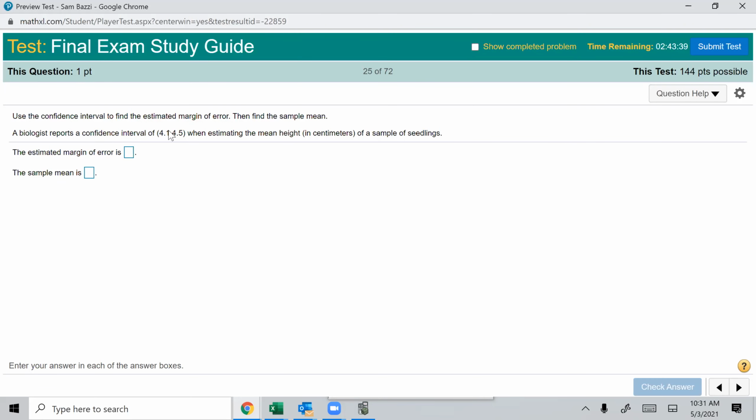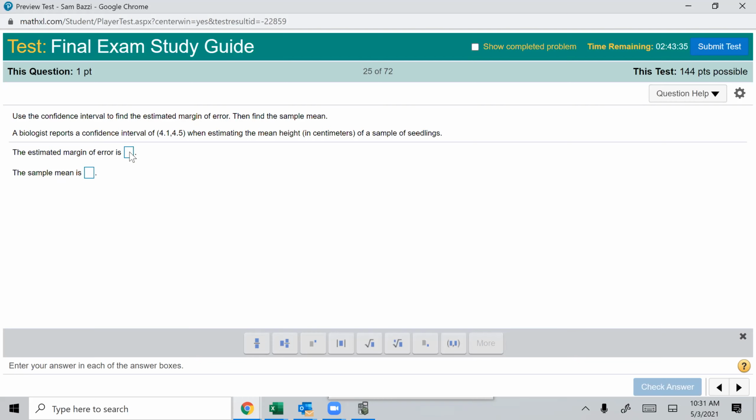Use the confidence interval to find the estimated margin of error. Well, the estimated margin of error, again, guys, as I told you, it will be 4.5 minus 4.1. It's easy to find the margin of error when you are given the interval, divided by 2. The sample mean is 4.5 plus 4.1 divided by 2.